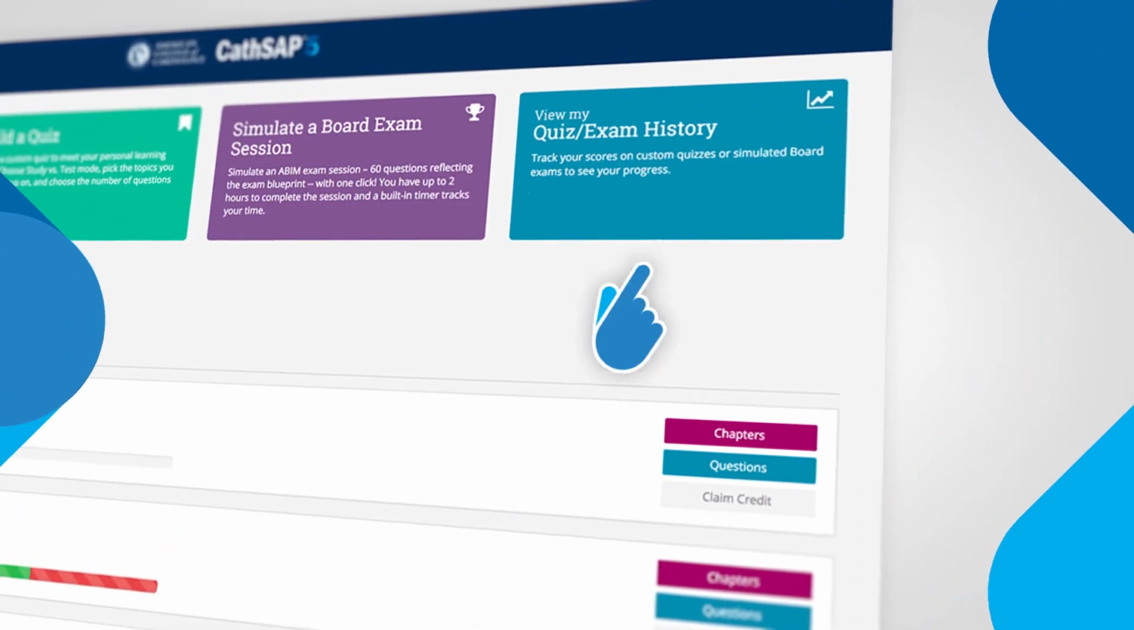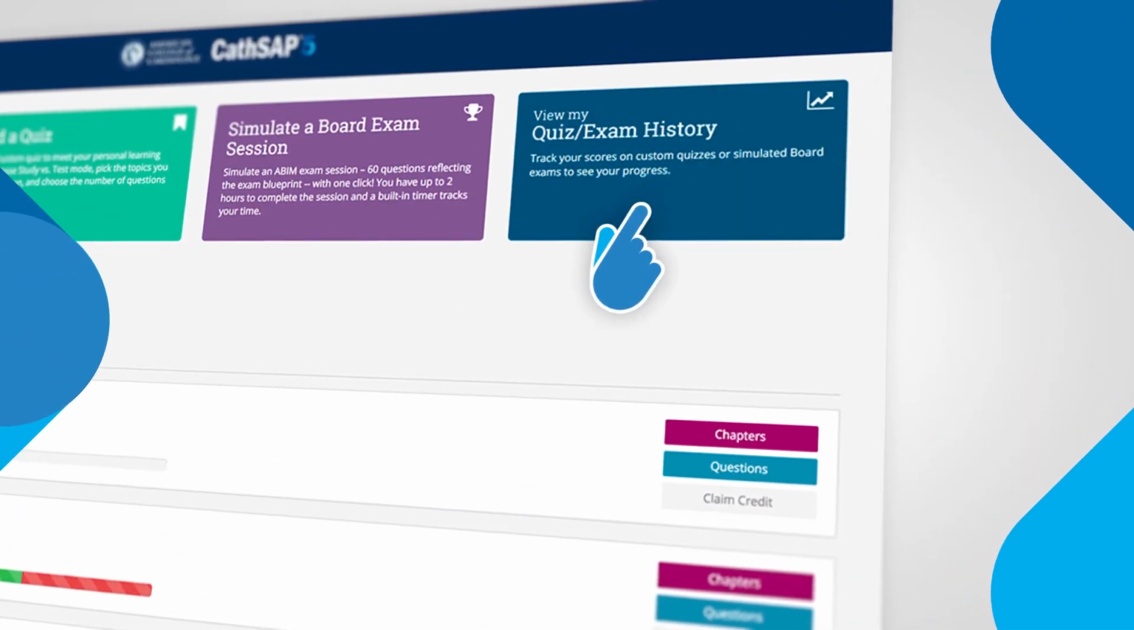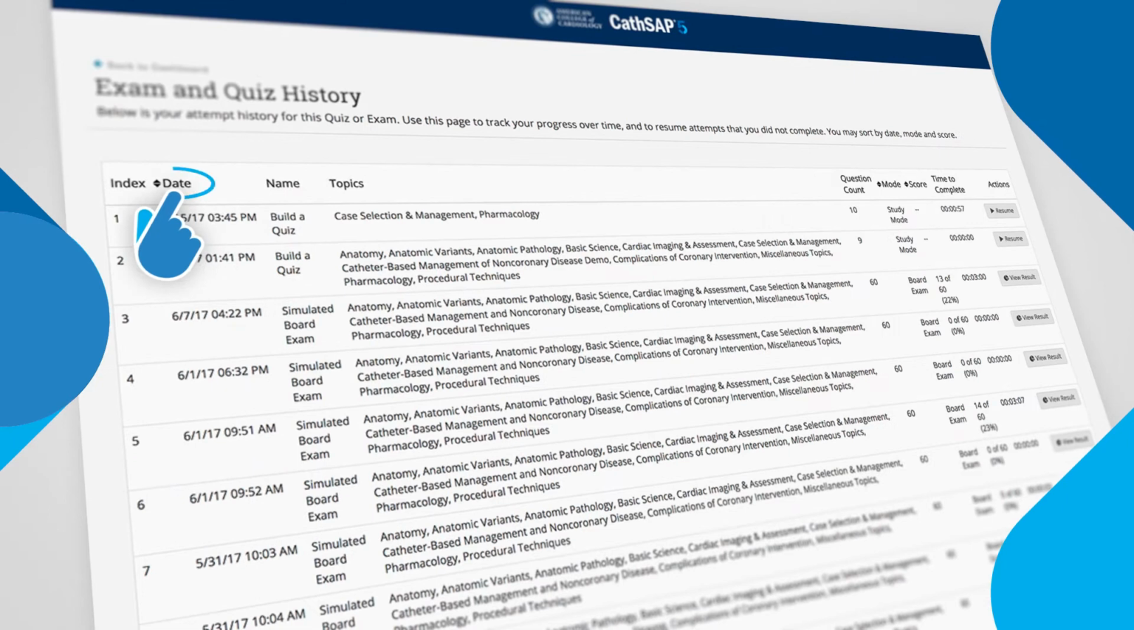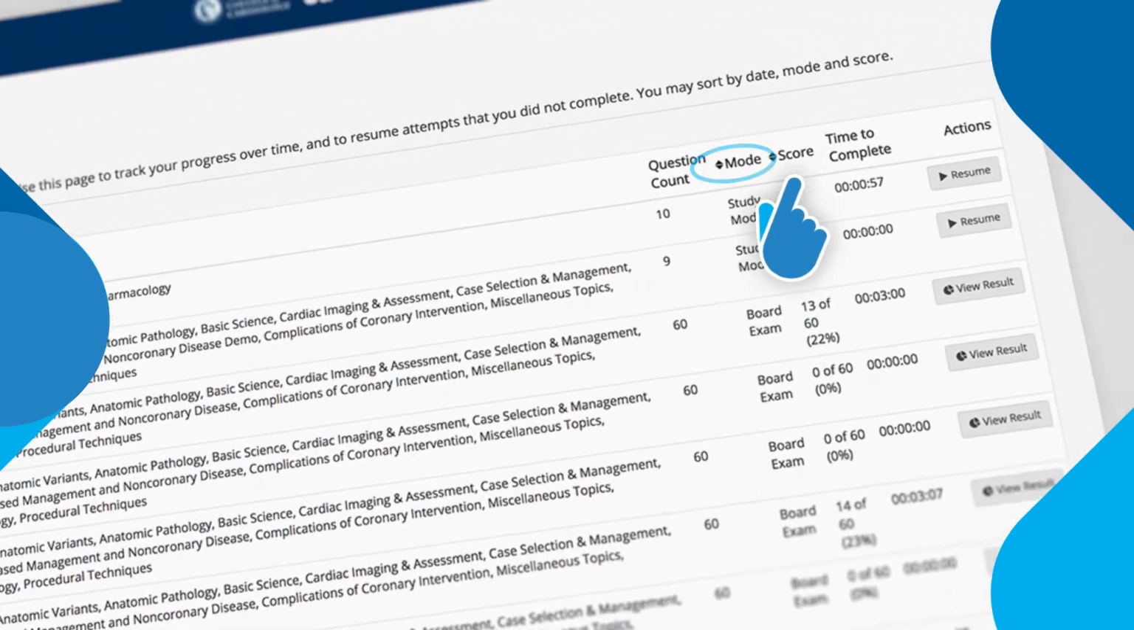The quiz and exam history allows you to resume attempts not yet completed. You may sort by date, mode, and score.